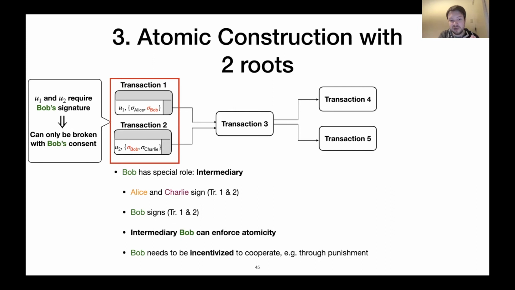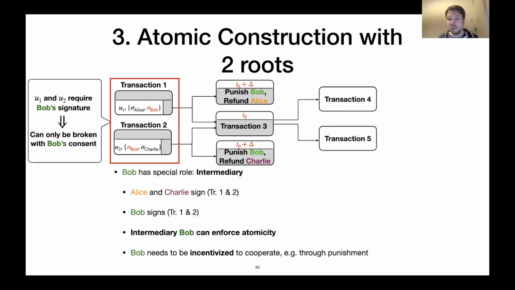This is done by first having all other parties, in this case Alice and Charlie, provide their signatures to transactions 1 and 2 and send those signatures to Bob. Only when Bob has all the remaining components of the witnesses for transactions 1 and 2 outside of his own signature, only then Bob also provides his signatures to transactions 1 and 2. Meaning, if Bob follows this protocol, he can enforce that transactions 1 to 5 are created atomically. However, what if Bob does not act honestly? In that case, we need to incentivize Bob to behave.